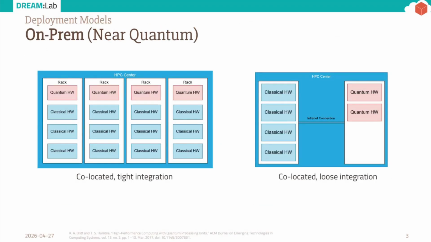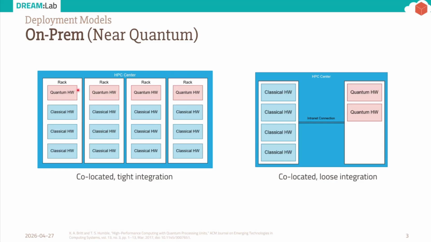One thing we also try to initially do is identify the deployment models. Again, by no means are these exhaustive, but these are some things that we felt would be useful at first glance to take a stab at. So one is the on-prem, where your quantum hardware is co-located with your classical, and typically this would be in an HPC center.